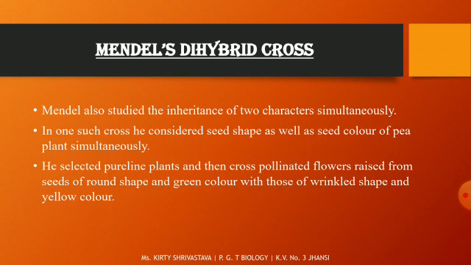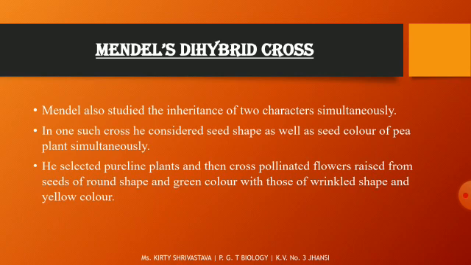When inheritance of two pairs of contrasting traits is studied simultaneously with the help of a hybridization cross, it is called a dihybrid cross. Mendel also studied the inheritance of two pairs of characters simultaneously. In one such cross, he studied the inheritance of seed shape as well as seed color of the pea plant.